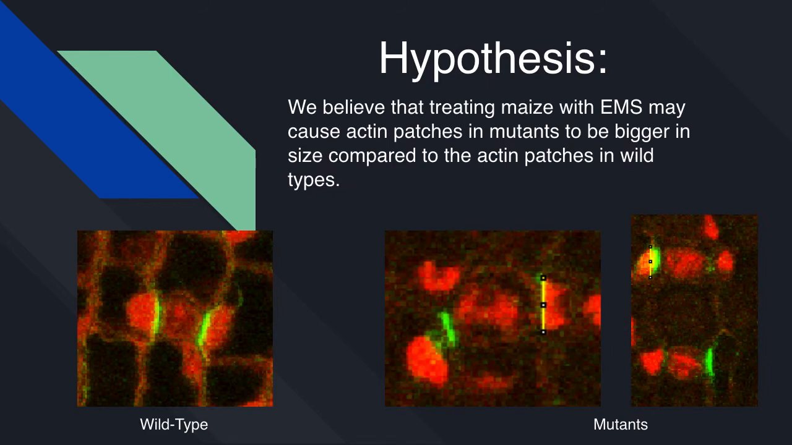So, we have hypothesized that if you treat maize with EMS, it may cause actin patches in mutants to be larger in ratio to the guard mother cell than in wild types. As you can see in picture 1, the actin patches line almost perfectly with the guard mother cell and are at equal lengths on either side. Now, if you look at the pictures of the mutants on the right, you can see actin patches longer than the guard mother cell, as well as thicker and sometimes asymmetric. We are looking specifically at how long these were in comparison to the wild types.